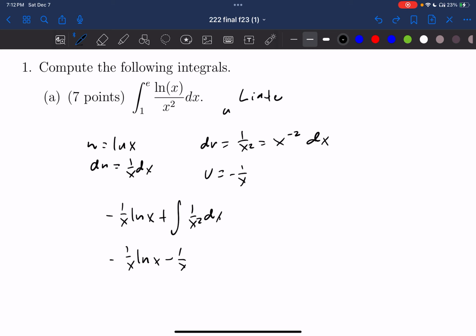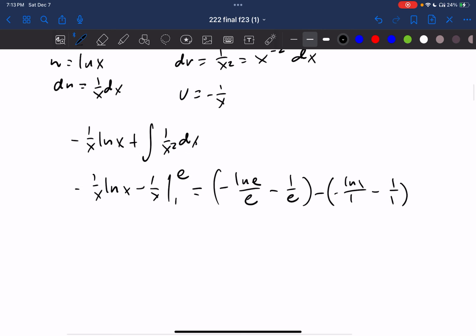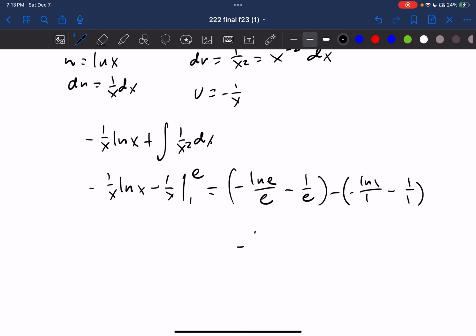or not plus c, it'll be evaluating from 1 to e, so this is going to be equal to negative ln e over e minus 1 over e, minus ln 1 over 1 minus 1 over 1. ln e is going to be 1, so it's going to be negative 1 over e minus 1 over e. This is going to be equal to 0, and this will be a minus 1, so it'll be a plus 1. And this is your answer.